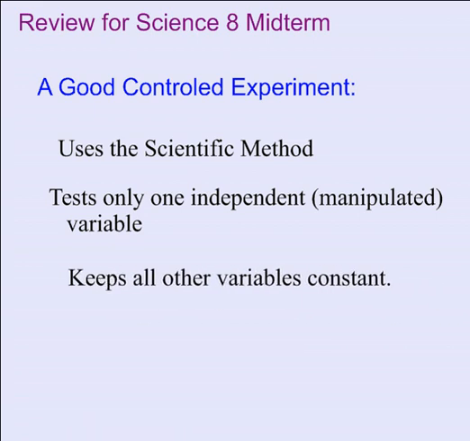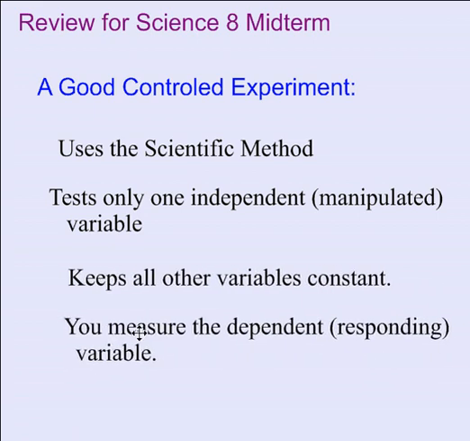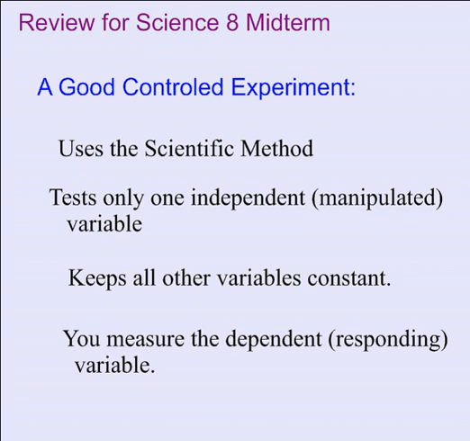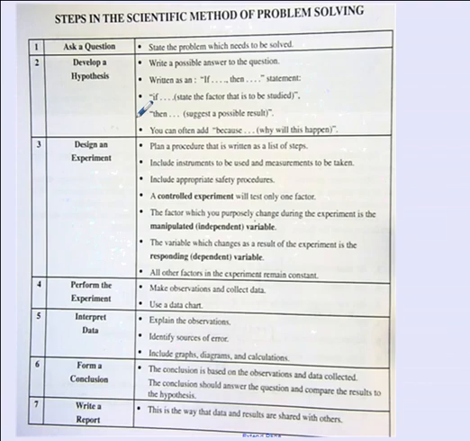We're going to keep all other variables constant. And the thing that you measure in the experiment is your dependent or responding variable. Now, in the scientific method, we start with a problem or question. We then do research and come up with a hypothesis. This is what we think the answer to the problem is. We'll often write it as an if-then statement.